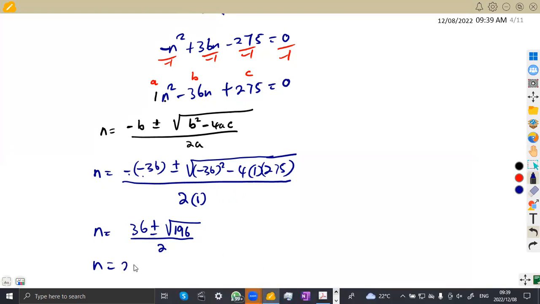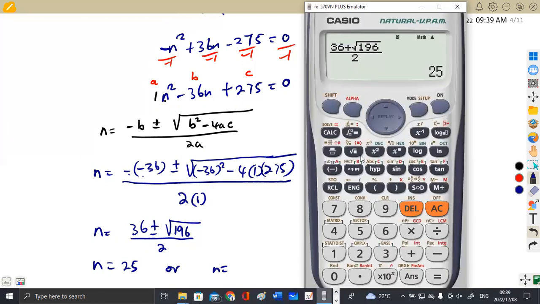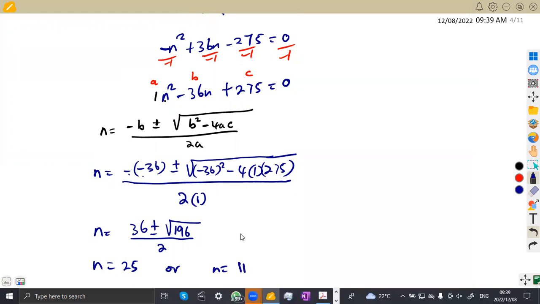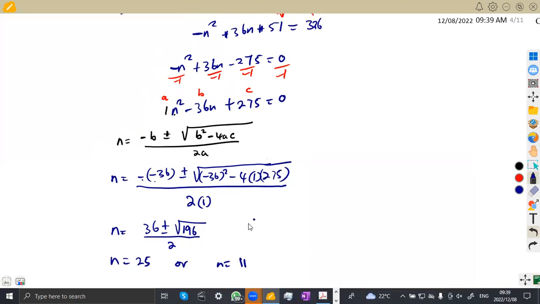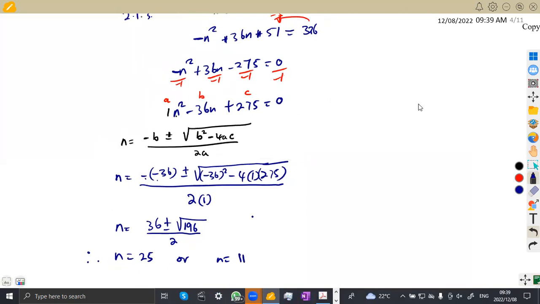So you're going to have 25. So n is going to be 25, or n is equal to, just substitute here, put a negative in place of the plus. So delete this and put a minus, which gives 11. The terms that we have are positive. So definitely our n can be 25 or it can be 11, because these terms are all positive.